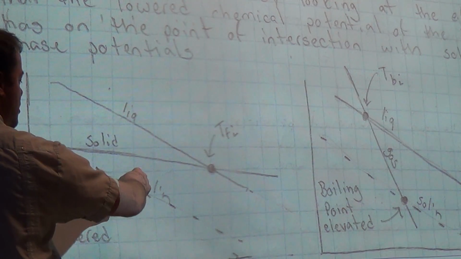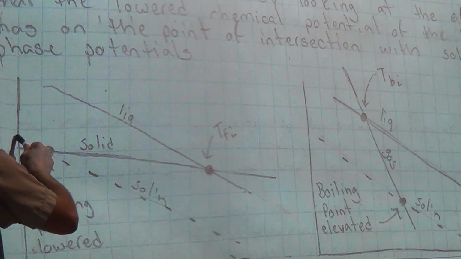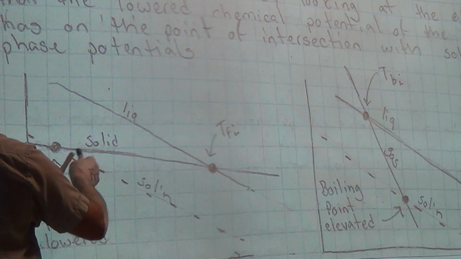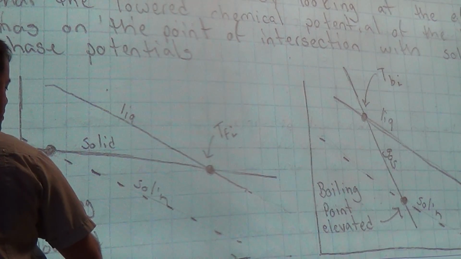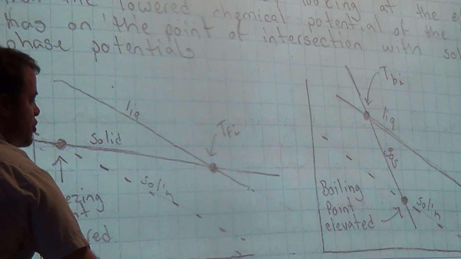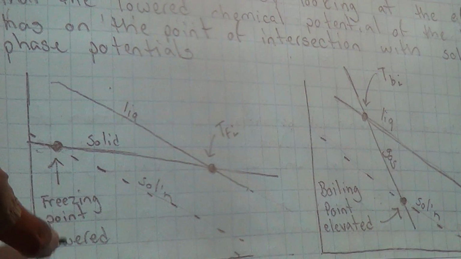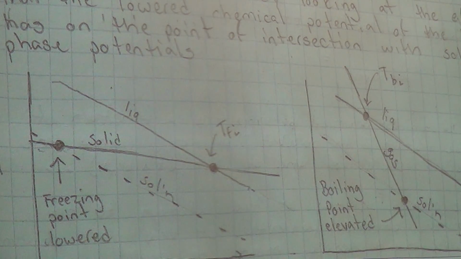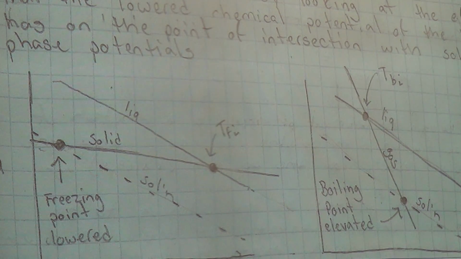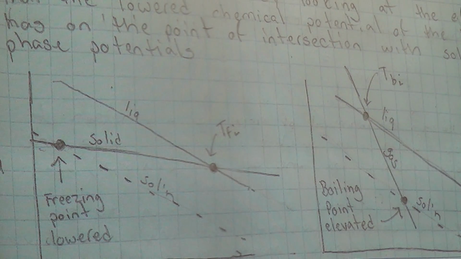So we can drop this bar down to another point. And we look at the new point of intersection between the solid phase and the liquid phase, and we see that that point has shifted to a lower temperature. This is temperature here on that axis. What that suggests is that the freezing point has been lowered. What does that mean physically? The way that I think of this, and the way that it's been explained to me, is the following.